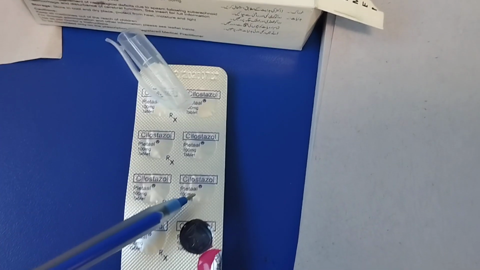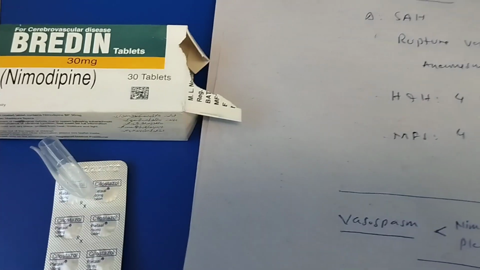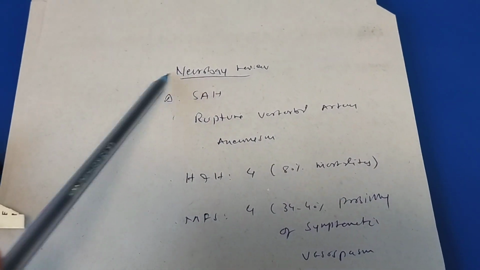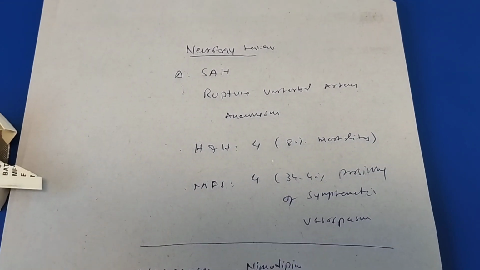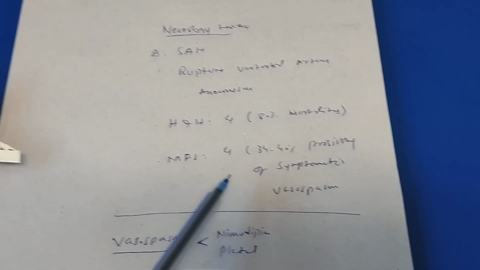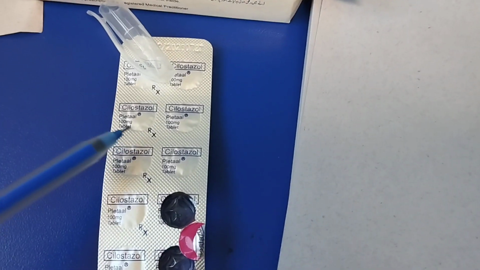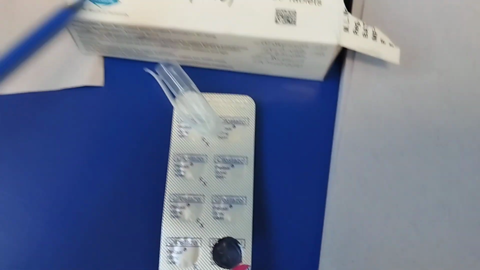So nimodipine and Pletal 100 mg we give for 21 days, because from the onset of the symptom till the 21st day, in the 2 to 3 weeks, the patient has high chances of vasospasm. So that's why whenever you are giving nimodipine or cilostazol Pletal 100 mg in subarachnoid hemorrhage, you should give it for 21 days.